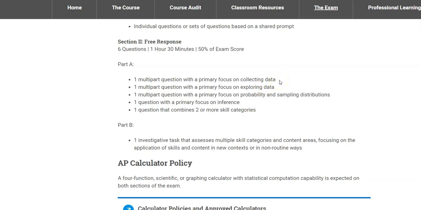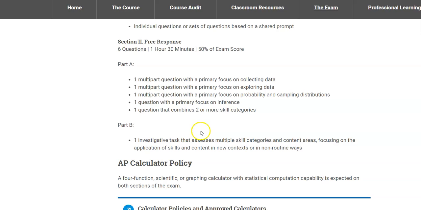Collecting data would be like chapter 4, primarily the sampling and experimental design type stuff. Exploring data would be more like chapters 1 and 2 and 3 probably. Then probability and sampling distributions are 5, 6, and 7, and then inference would be 8 through 12.